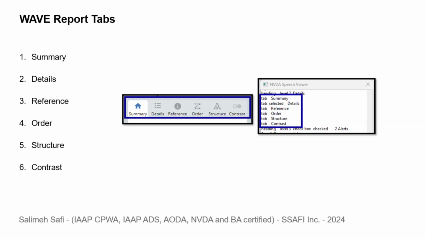Order. The Order tab is an excellent tool to check the web page's tab order when using the tab key to navigate the page content. Structure. The Structure tab displays the structural hierarchy of the web page, including headings, lists, tables, page regions, and more. Contrast. The Contrast tab represents color contrast related issues that could affect readability for users with visual impairments.